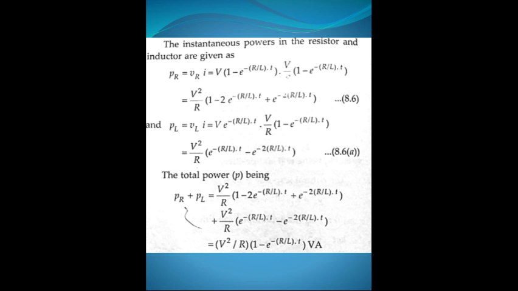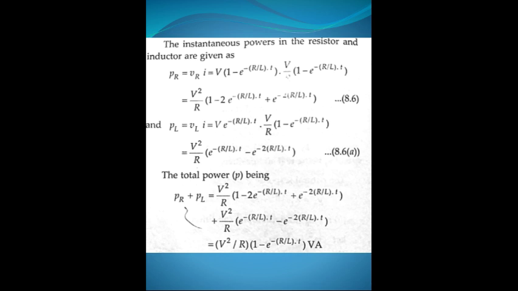Now the instantaneous power in resistance and inductance. We know that power P is equal to V into I. In resistance, PR is equal to VR dot I. VR is V into 1 minus e to the power minus R upon L T, and I is V upon R into 1 minus e to the power minus R upon L T. So the PR is V square upon R into 1 minus 2 e to the power minus R upon L T plus e to the power minus 2 R upon L T, equation number 8.6, and PL is VL dot I, that is V e to the power minus R upon L T dot V upon R into 1 minus e to the power minus R upon L T. So the PL is V square upon R into e to the power minus R upon L T minus e to the power minus 2R upon L T, equation number 8.6a.